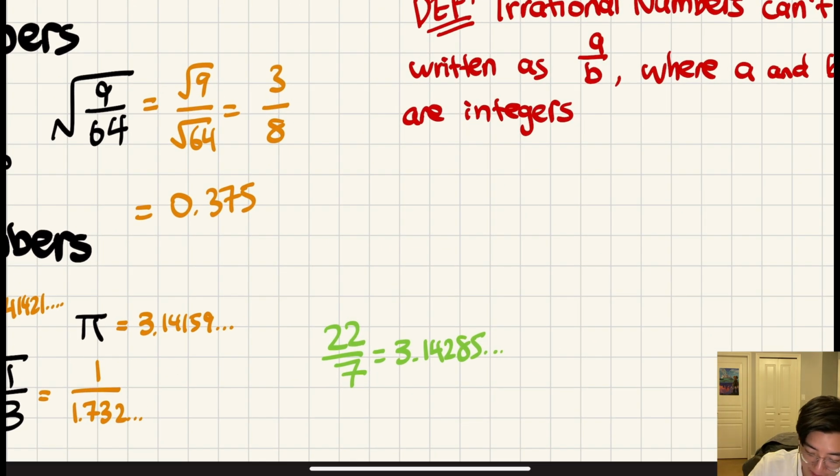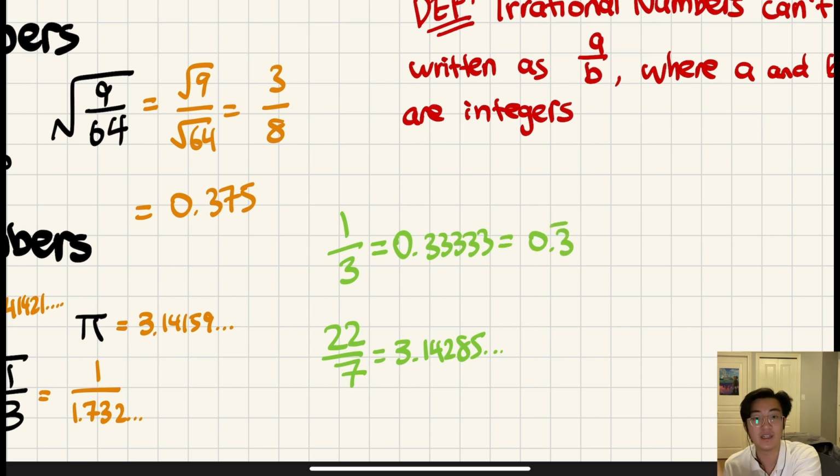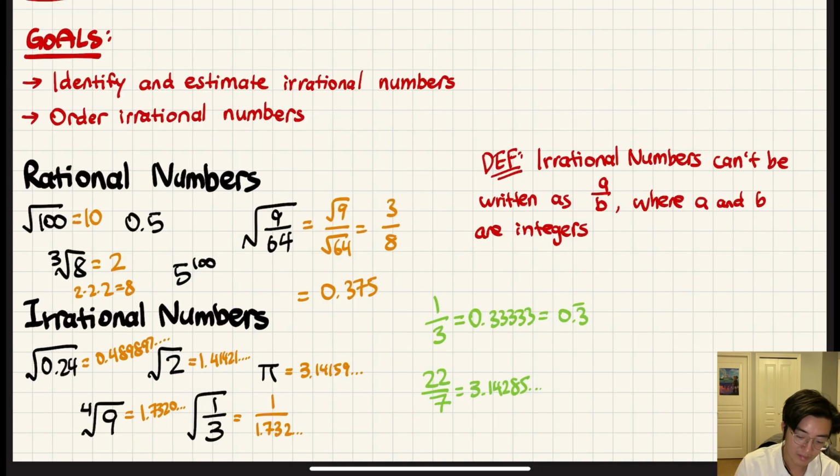Let's take the fraction 1 over 3. If we do 1 over 3, we know that it's just 0.33333 all the way through. We put a bar over the 3 to say that it's an infinitely repeating 3. Even though it is an infinitely repeating 3, we can still write that decimal as a fraction. So that's what a rational number is: any number that can be written as a fraction. An irrational number is something that cannot be written as a fraction.